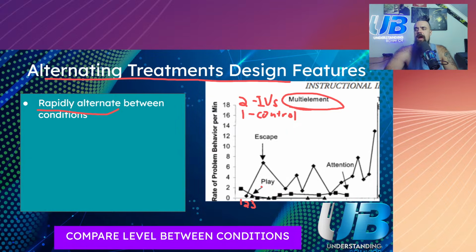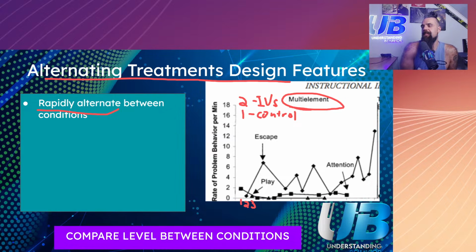Usually when we do that, it's called a pairwise analysis, where we're pairing 2 different conditions together. Usually that would be the 2 different reinforcement conditions. Actually, I think on this very chart, I cut it off a little bit, but they do a pairwise analysis between escape and attention, where they go back and forth. It's totally a cool thing to do with our alternating treatments design.